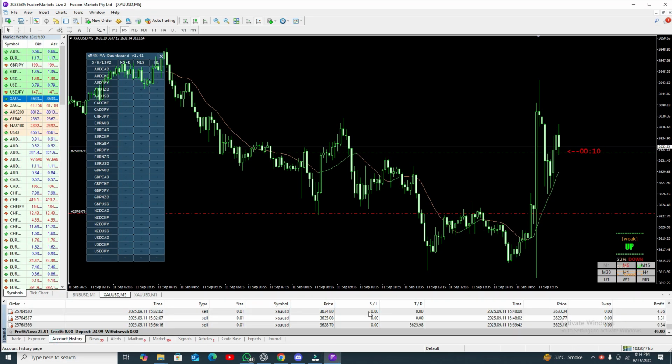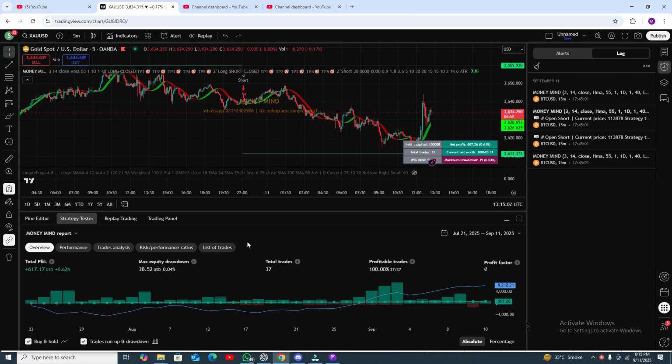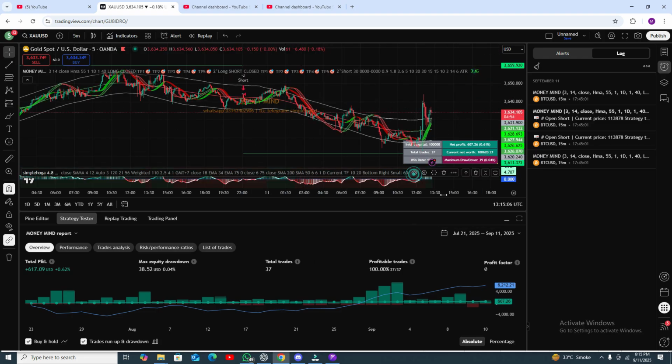If you go to the count history, this was the most recent signal, and you can see this was today's date, 11/9, and this was the signal, and I booked the profit. Let me uncheck this one now.